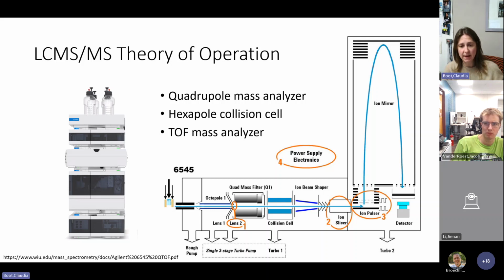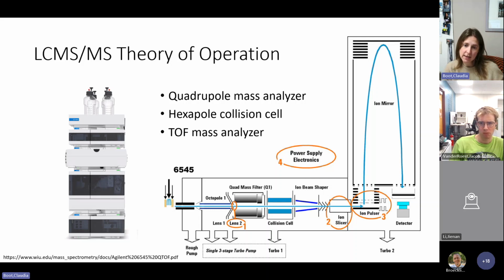So this is the mass filter, the quadrupole, where you can control the mass of the ions that are coming through. This is the hexapole collision cell, where we use nitrogen gas as our collision gas to introduce fragmentation if you're interested. That's off if you want full MS and on if you want MSMS.